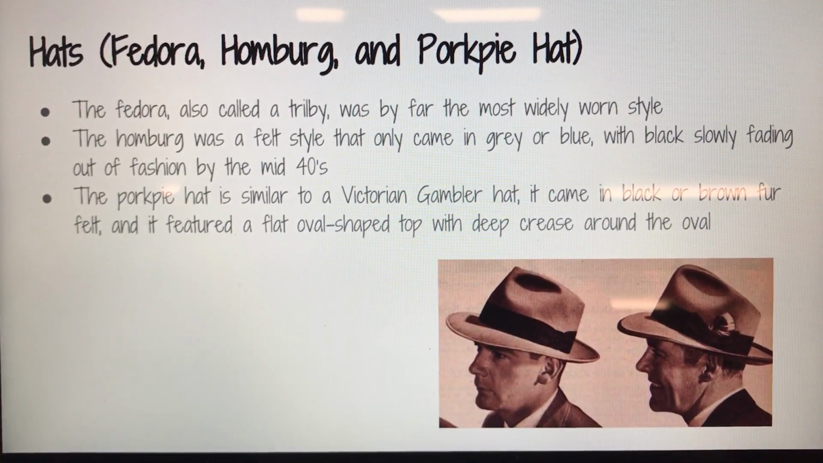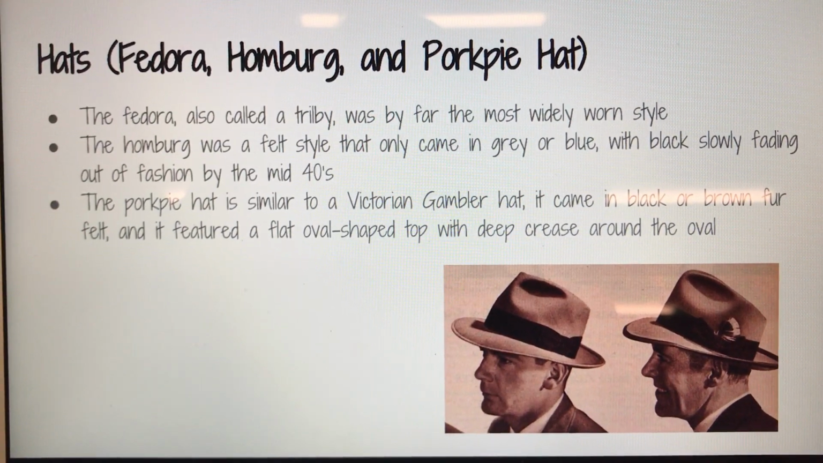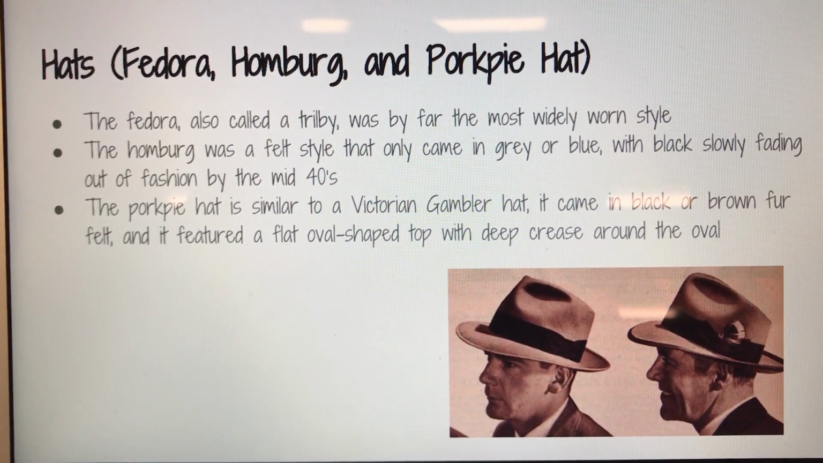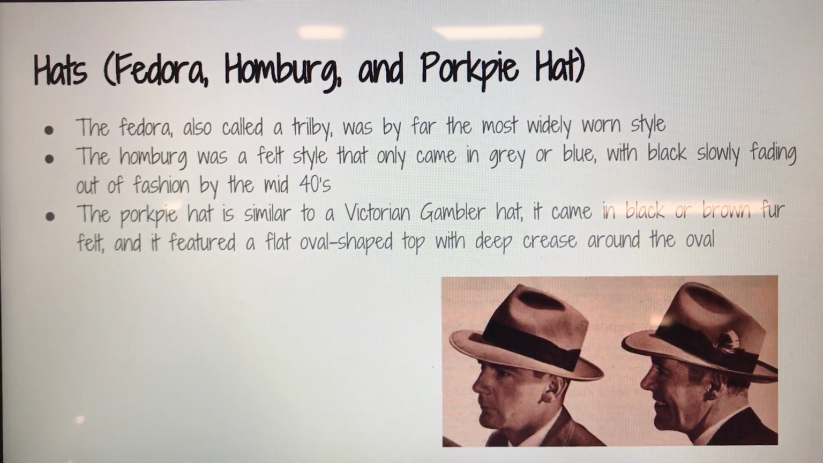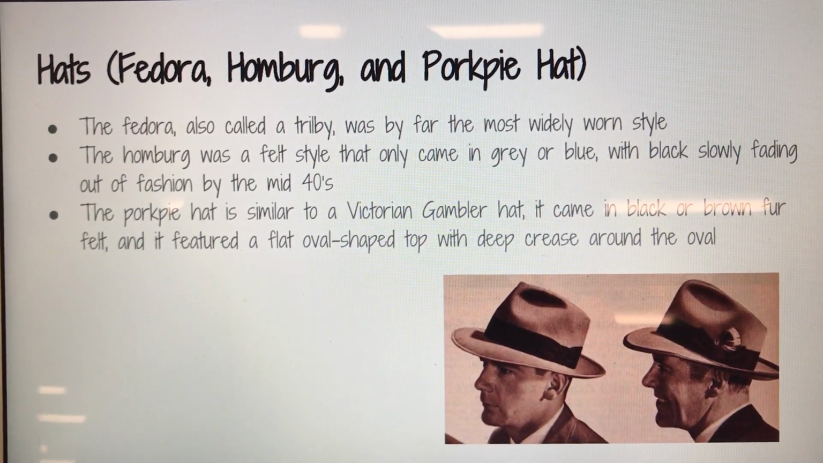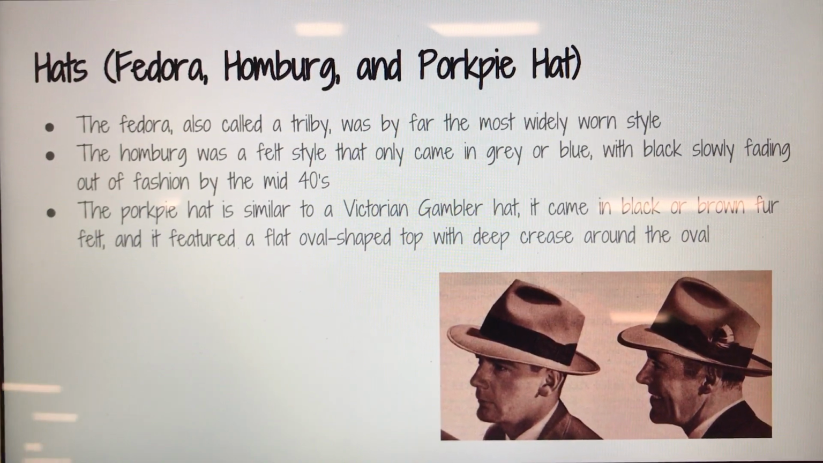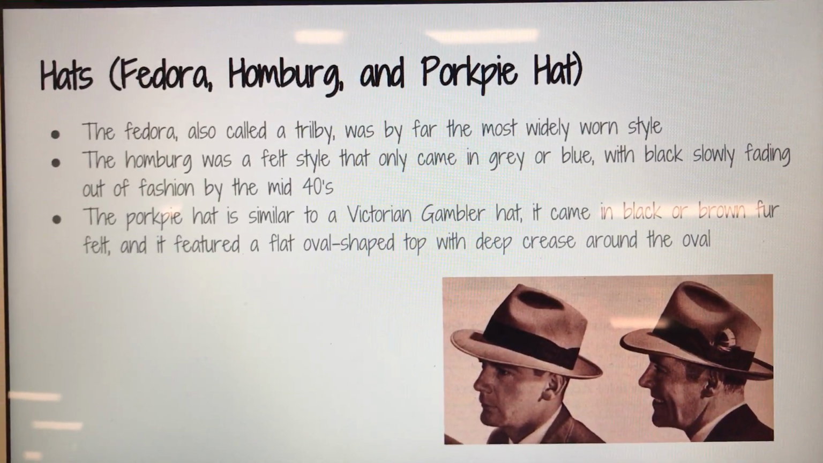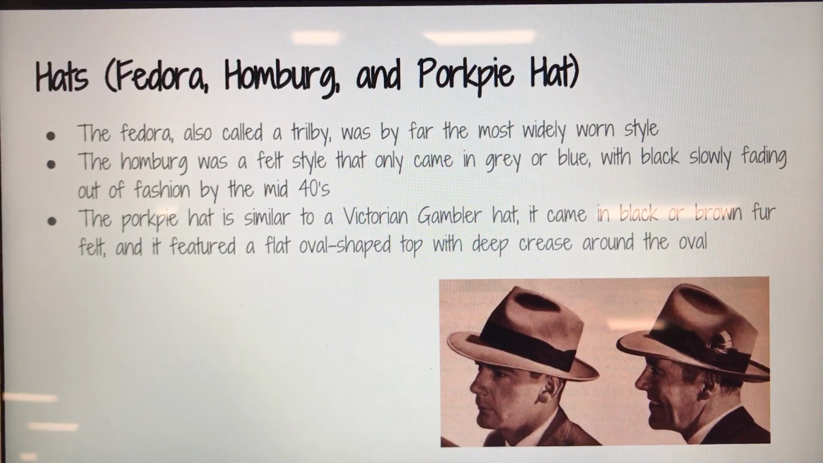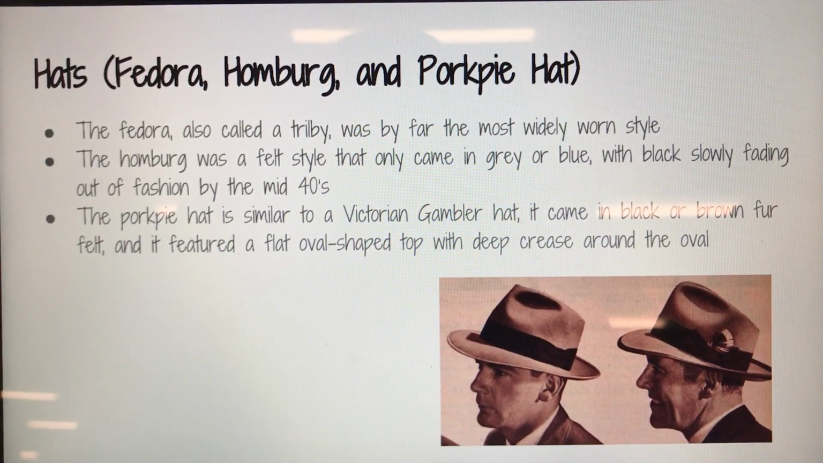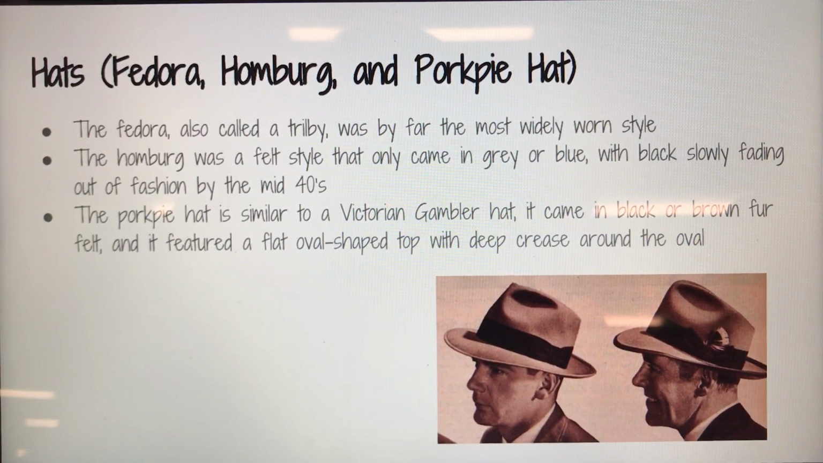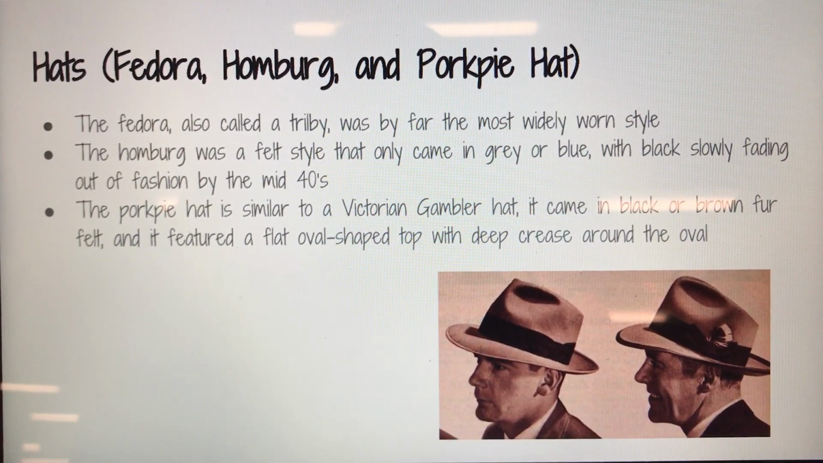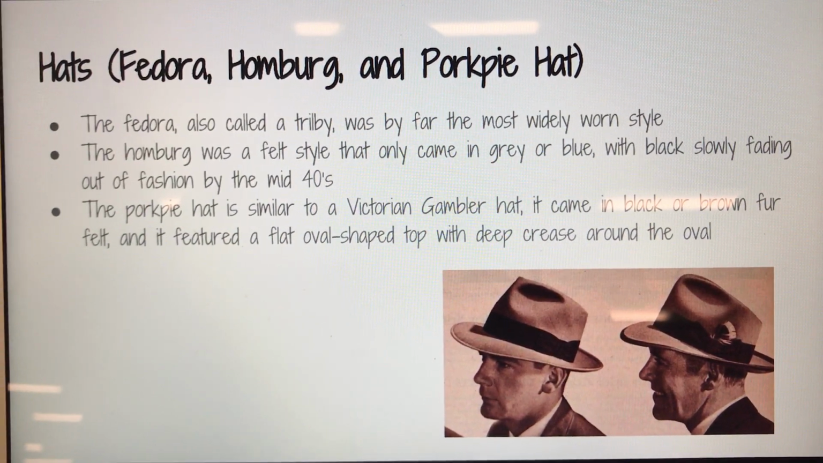Hats. Fedora, Homburg, and pork pie hat. The fedora, also called the trilby, was by far the most widely worn style. The Homburg was a felt style that only came in gray or blue, with black slowly fading out of fashion by the mid-40s. The pork pie hat is similar to a Victorian gambler hat. It came in black or brown fur, and it featured a flat oval-shaped top with a deep crease around the oval.